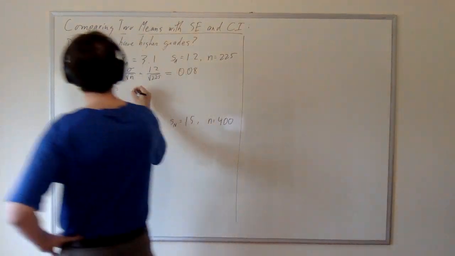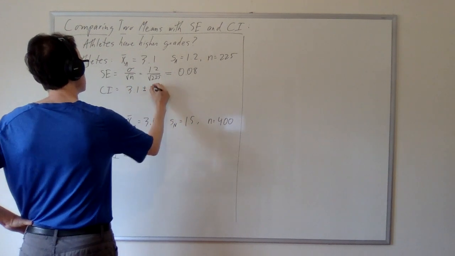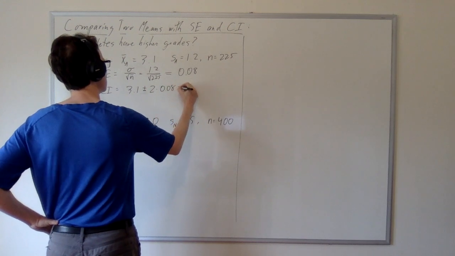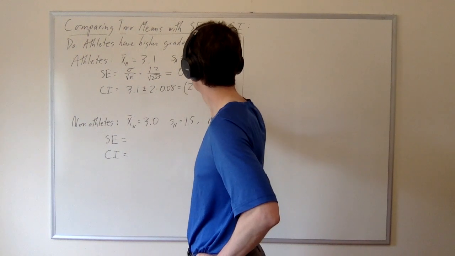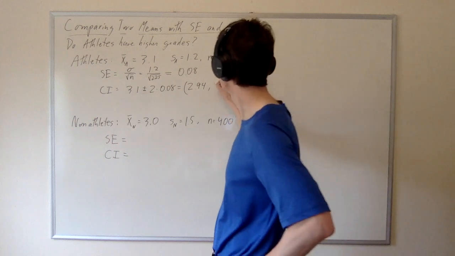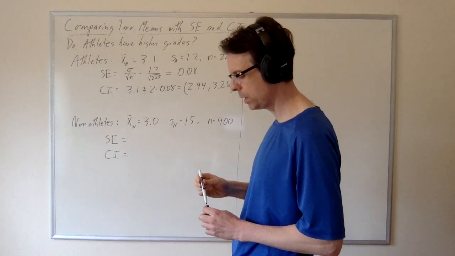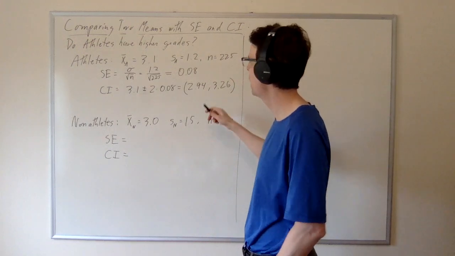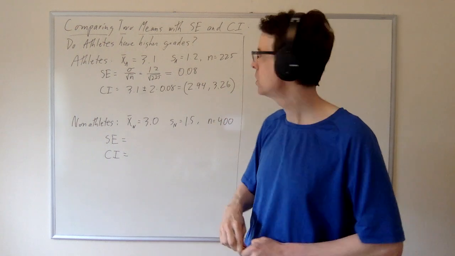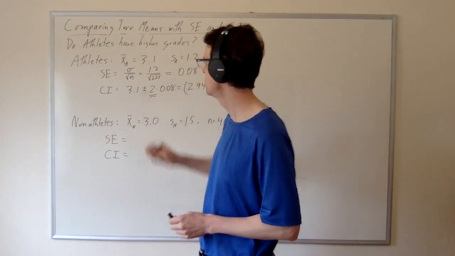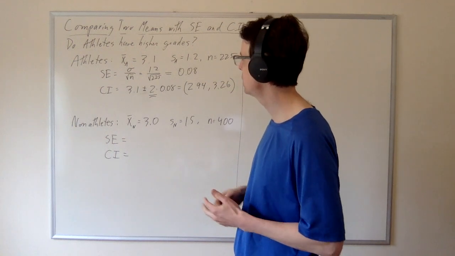And so the confidence interval that we get is 3.1 plus or minus double 0.08, which works out to be the interval from 2.94 to 3.26. So this confidence interval means that among athletes at this school, we can confidently say that the average GPA is somewhere in this range. Our level of confidence here is 95% because we have doubled the standard error in producing the margin of error. So that gives us a 95% confidence interval, which is the standard thing to do.